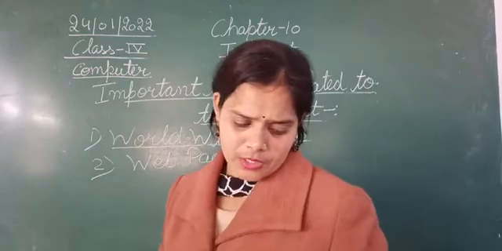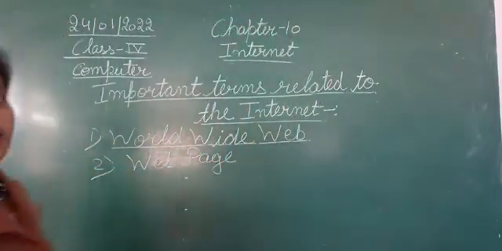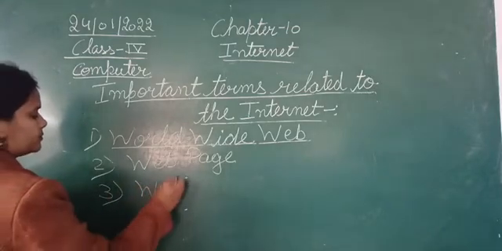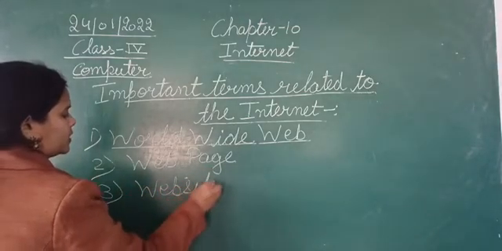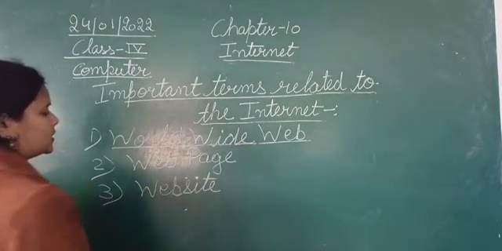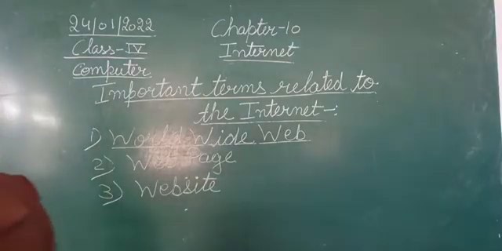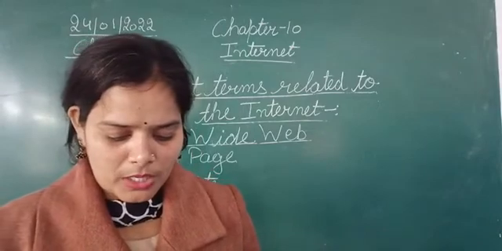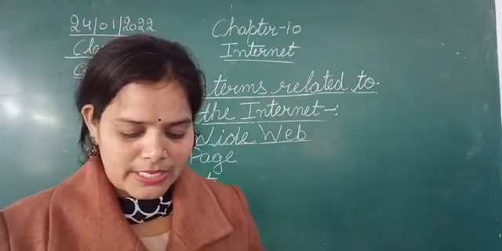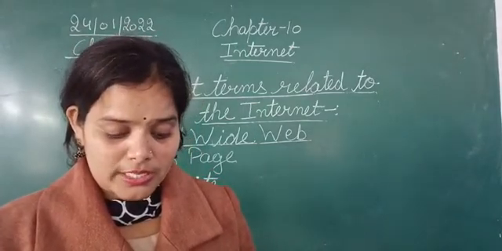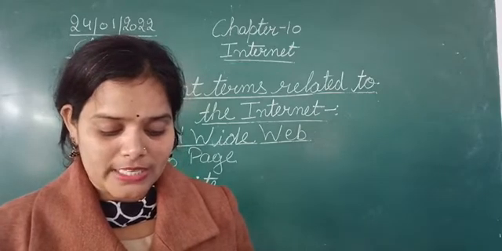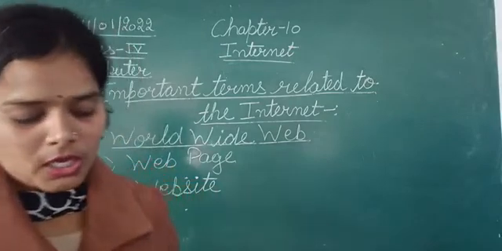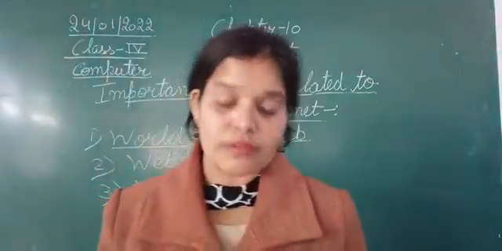Next is website. The third one is the website. Let's talk about the next one, that is website. Now what is a website? A collection of web pages related to the same topic is called a website. A website is organized by different companies, organizations like schools, hospitals, etc., or even an individual. So what is a website? This is a collection of web pages.